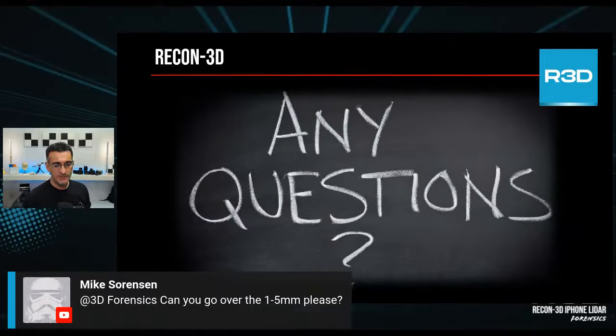Can you go over the 1 to 5 millimeter, please? Okay, so in the settings, you have a slider that is basically your resolution. If you slide it to 1 millimeter, it's going to try to reconstruct a lot of the points. But this is only useful if you're close to something, let's say 1 meter, 3 feet away from something, maybe 2 meters, and you've got good texture and you're going to do a short scan. Usually as a rule of thumb, I say 1 millimeter resolution, 1 minute of scanning. That's something that you can work with.